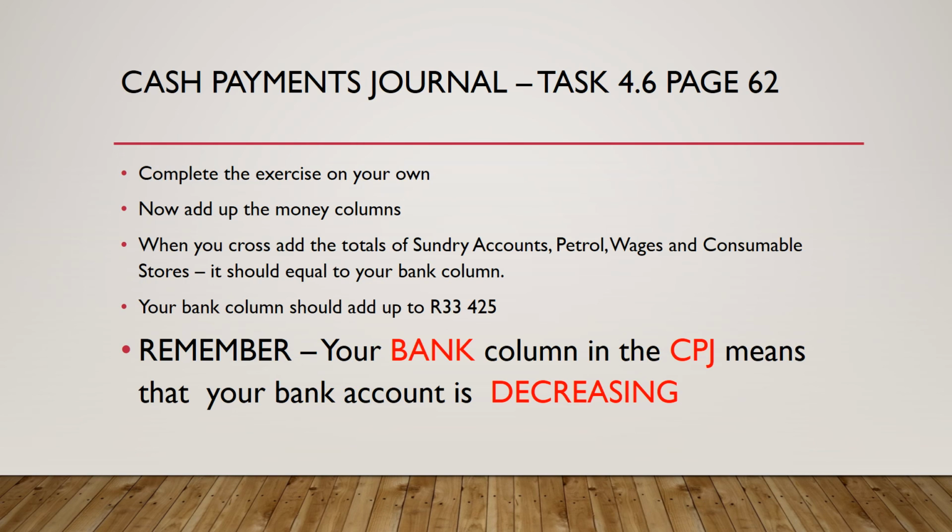Okay, so once you've completed task 4.6, I want you to add up the money columns. Then I'm going to ask you to cross-add the sundry accounts, petrol, wages and consumable columns. Once you've added those columns up, it should equal your bank column. The total of your bank column should be equal to 33,425. Remember that your bank column in the CPJ means that your bank account is decreasing.